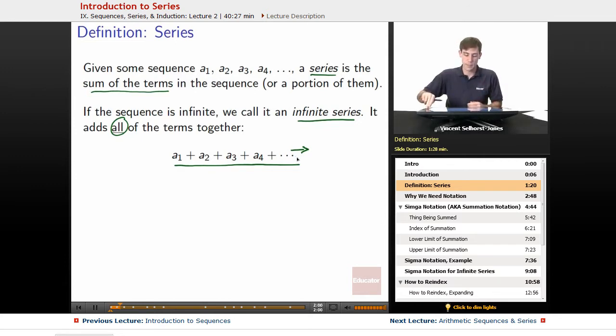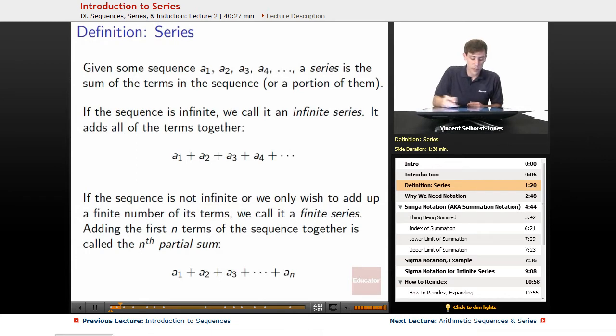That's an infinite series. On the other hand, we can talk about a sequence that's not infinite, or if we only wish to add up a finite number of its terms, right? We aren't going to add them up forever, we're just adding up a finite portion of them, a number where we can count how many there are. We call this a finite series. Adding the first n terms of the sequence together is called the nth partial sum. So if we add a1 plus a2 plus a3 up until an, but notice it just stops there, we don't go any farther past an, then that is the nth partial sum, because we're adding up all the terms 1, 2, 3, up until we get to n. So it's the nth partial sum because it's only a part of our infinite sequence.